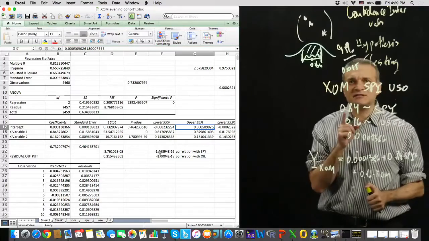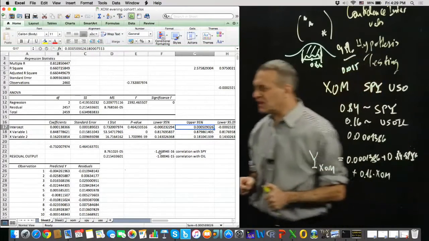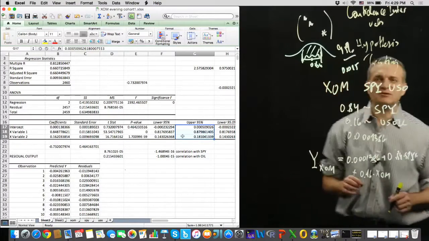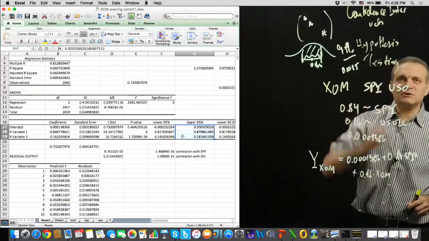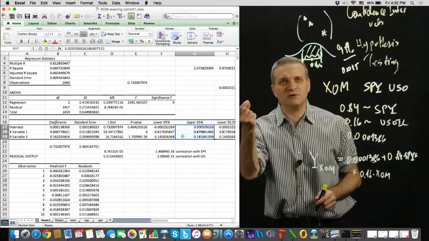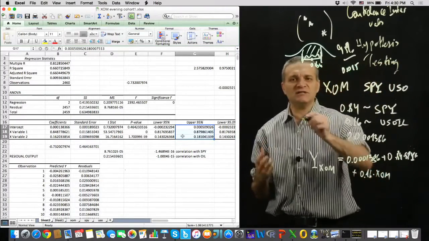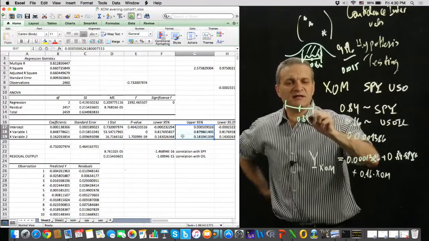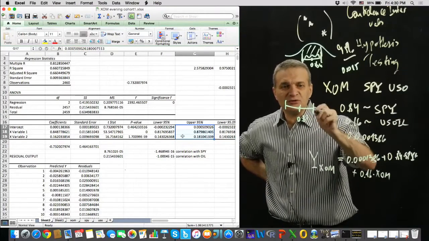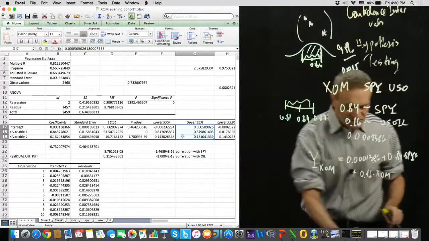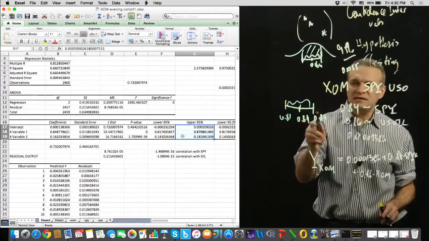And you can see that Excel shows it to you, in column F. This gives you the confidence intervals. The upper confidence limit is 0.87. The lower confidence limit for 0.84 is 0.81. And you can say that with 95% probability, your beta is going to be in this range. So what does it mean?